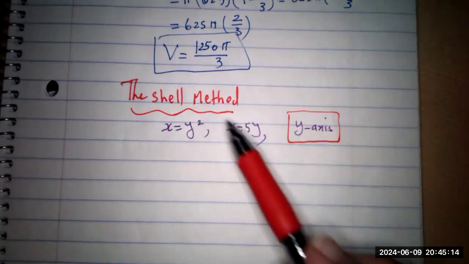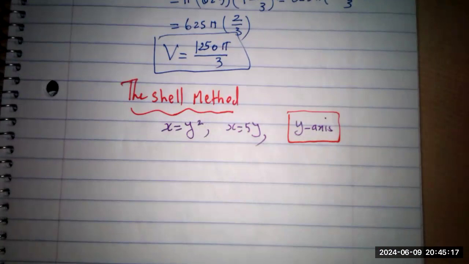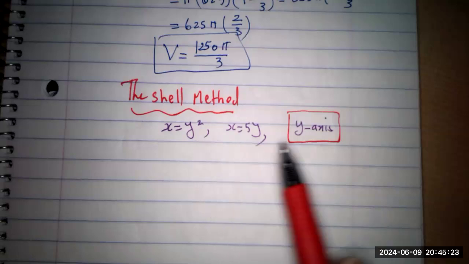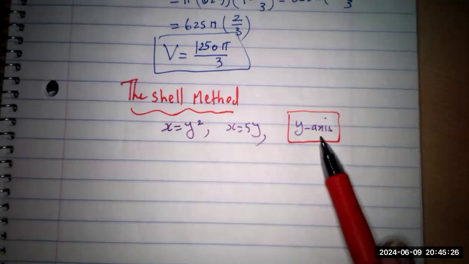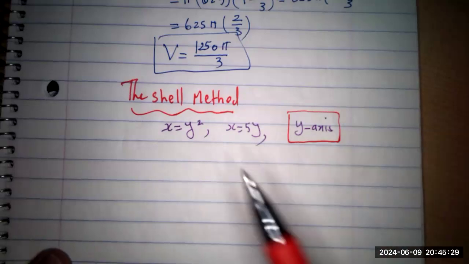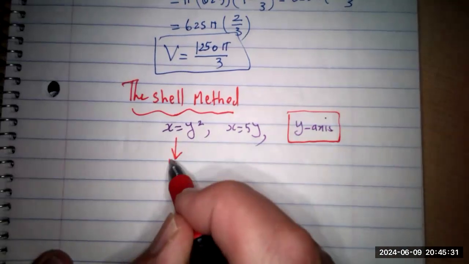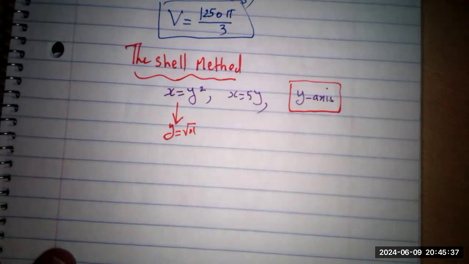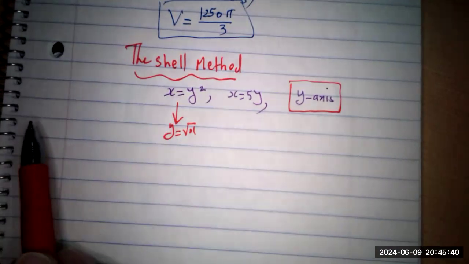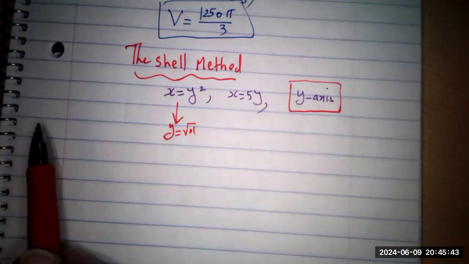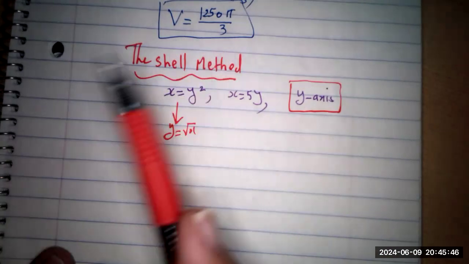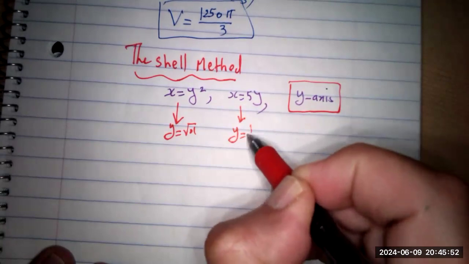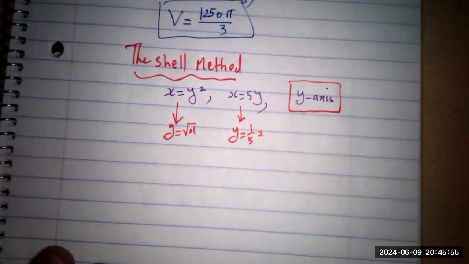In order to get the shell, your function must be a function of x. They must be different, if they are the same it's the disk method. You cannot change this because this is fixed. So what we're going to do, we change this one. Look at this. You solve for y, just y equal to the radical x. You don't have to write positive, negative x because x is a positive number. You already got x between 0 and 25, so you don't need it. And over here, you're going to find y. Y is a fifth of x.